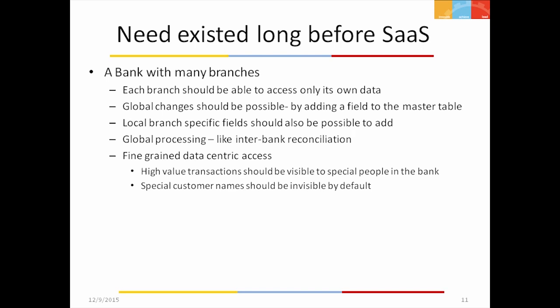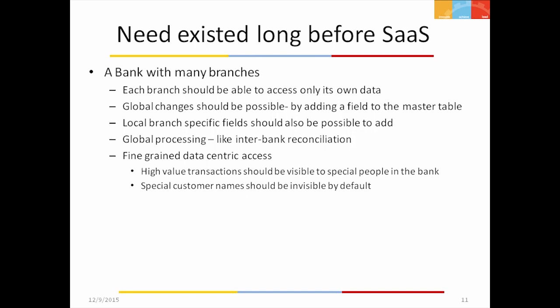For example, let's look at the banking application, a bank with many branches. Typically, in banking software, each branch had a requirement that they should be able to access only their own data. But the bank may want to apply some global changes by adding a field to the master table, and that should be accessible to all the branches. Now, a branch can also add specific fields which are only applicable for that particular branch. That's local branch-specific data.